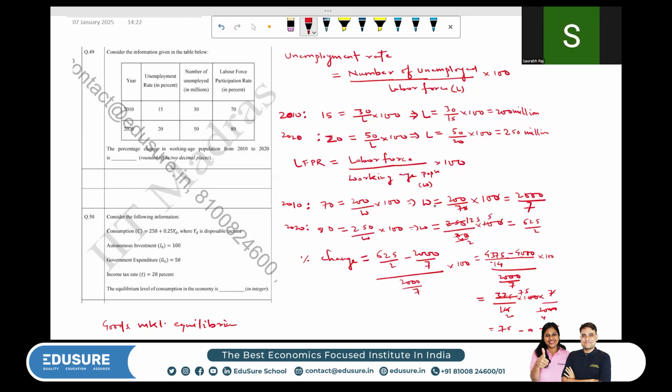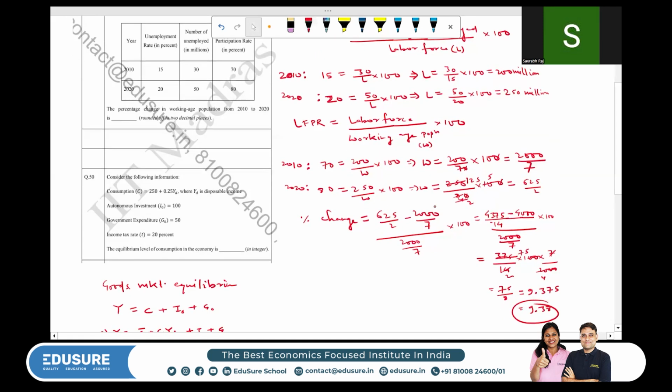Percentage change is simply the difference between 2010 and 2020, relative to 2010. If you calculate, you will get the value as 75 upon 8, and the question is asking you to round it off to two decimal places. If you round it off to two decimal places, you will get the answer as 9.38. So the answer will be 9.38.